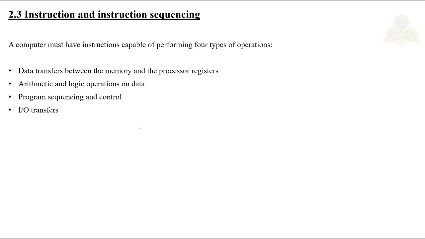Now, the computer must be capable of performing four basic types of operation. The first one is data transfer between the memory and the processor register, then arithmetic and logical operations on data, program sequencing and control, then IO transfers. So let us first begin discussing the first two types of instructions. Before jumping into this, we should know some basic notation. So we'll see that first.